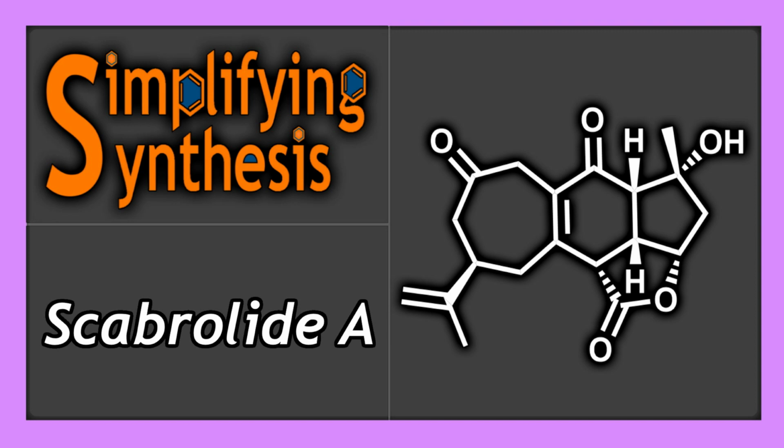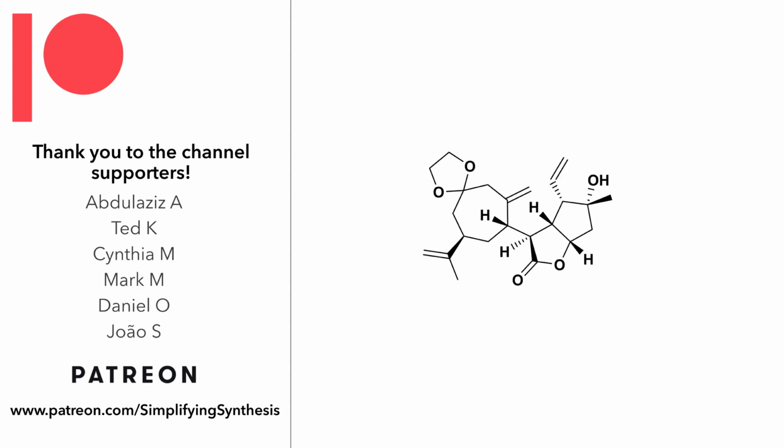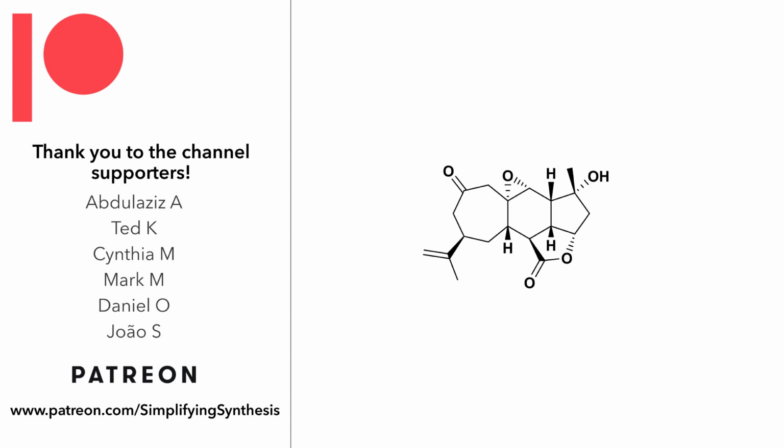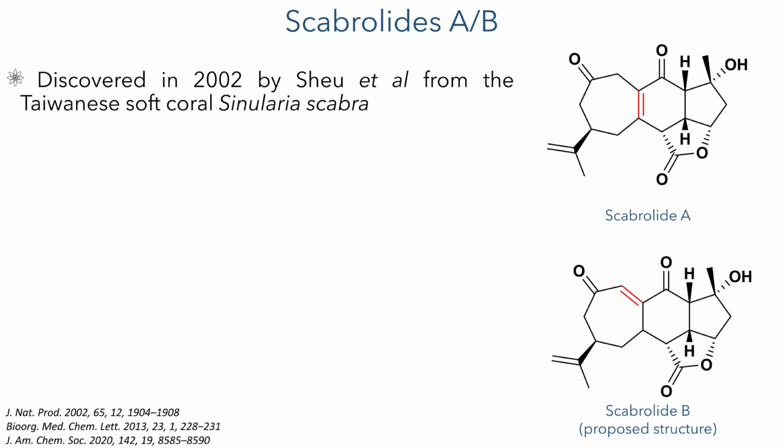In this video, we're going to look at the total synthesis of Scabrolide A. This work was published by Zhanchao Meng and Alois Fürstner in JACS in 2022 in their paper Total Synthesis of Scabrolide A and Nominal Scabrolide B. These compounds were first reported in 2002 by Xu et al. and were isolated from the Taiwanese soft coral Sinularia scabra.